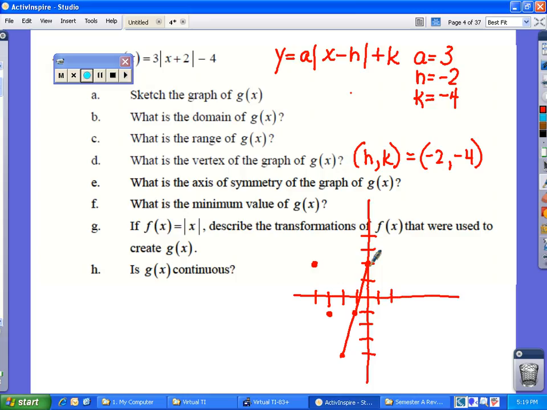Sketching the graph, we get a V-shaped function that looks like that. I will put in the axis of symmetry. We know that is the line that splits the graph in half. And we can also label it x equals negative 2.